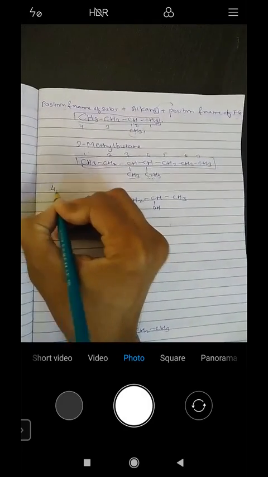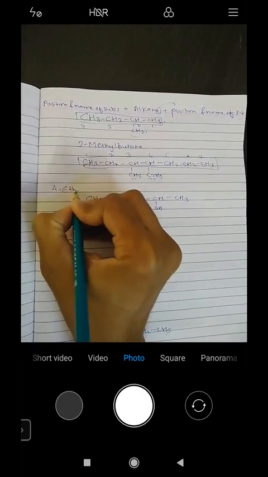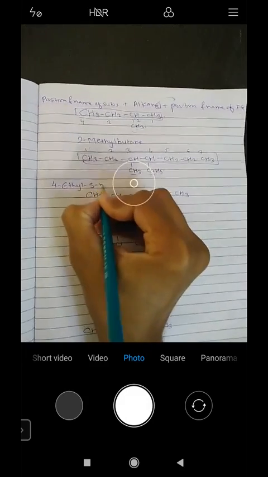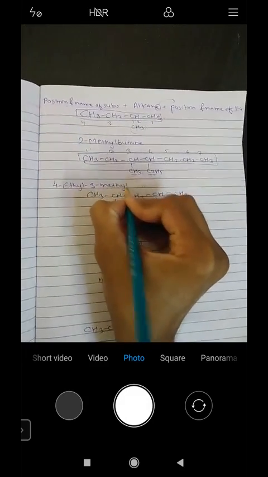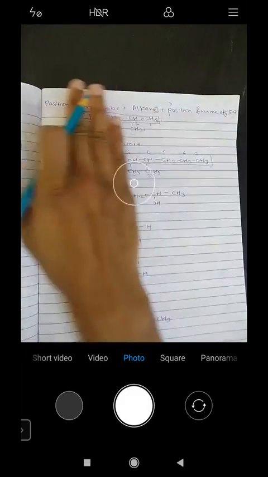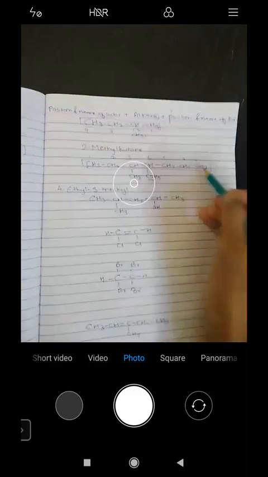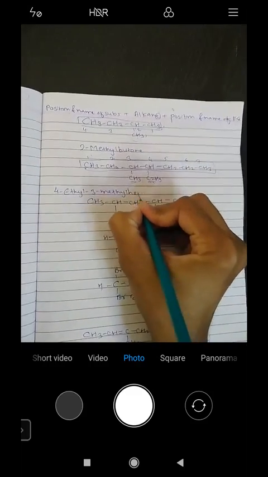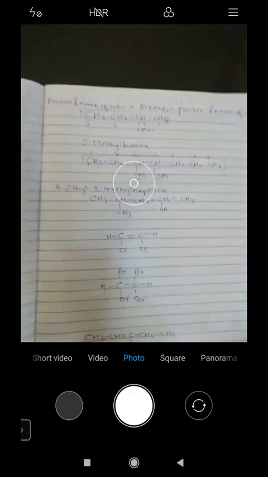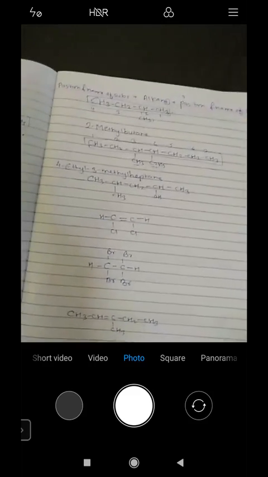So what will I write? I will write 4 ethyl, 3 methyl. This part is over. Now the name of the alkane: 7 carbons are there. 7 carbon is called heptane. So naming done. Understood?